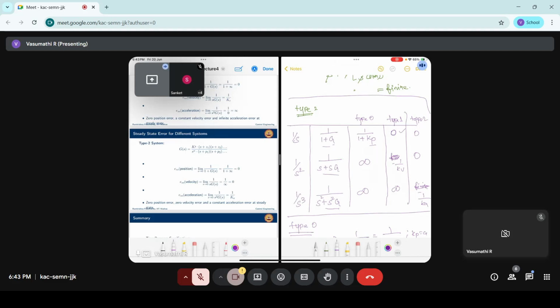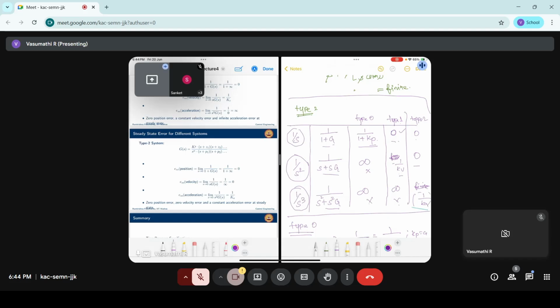When the input is step, type 0 will give finite, and type 1 will give 0, where 0 steady state error is considered to be a good system. When the input is ramp, type 0 will give infinity, it's very bad. Type 1 system will give you a finite value, and type 2 system will give you 0. But this finite value mostly will be lesser. When the input is parabola, type 0 and type 1 will give you infinite output, and type 2 will give you a finite output.